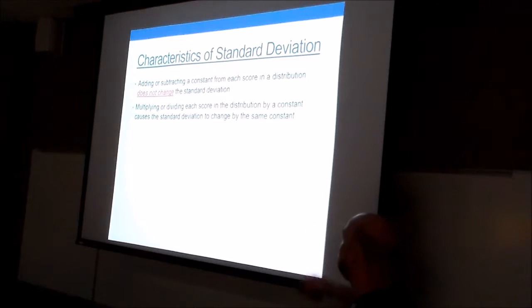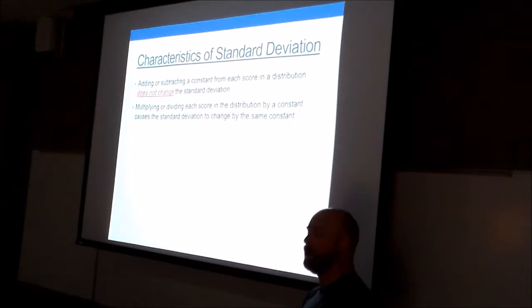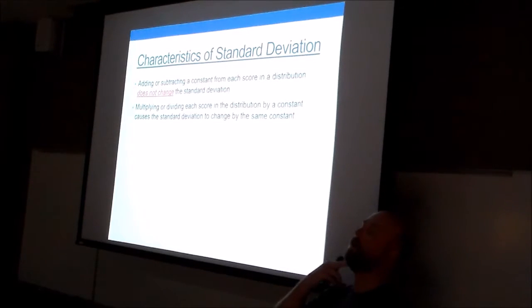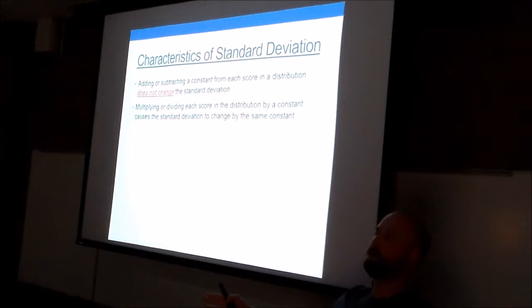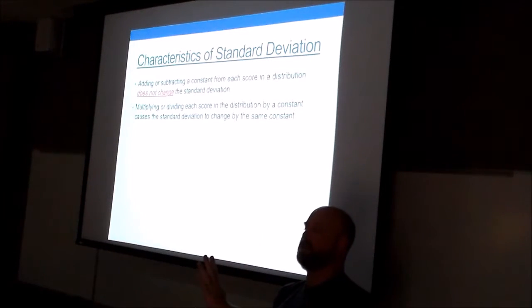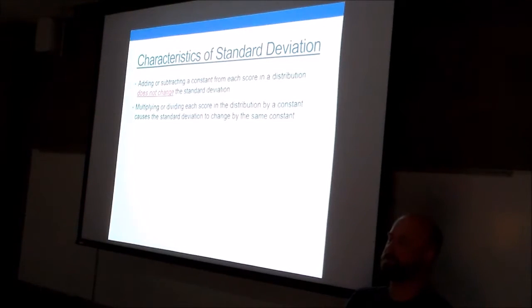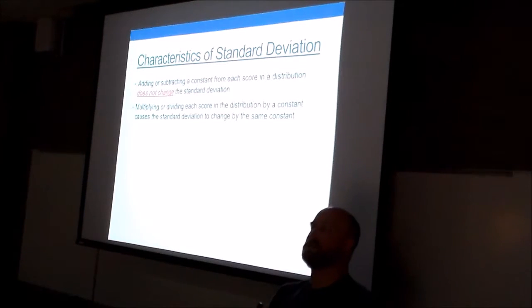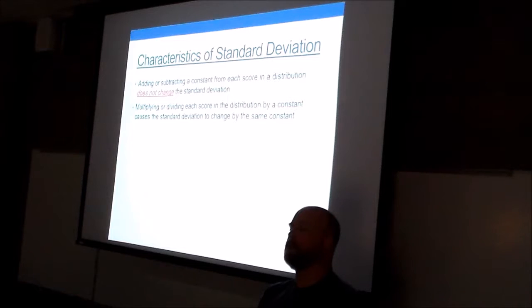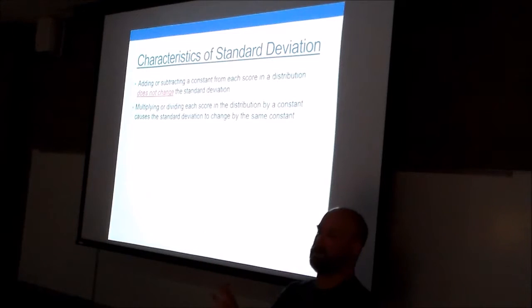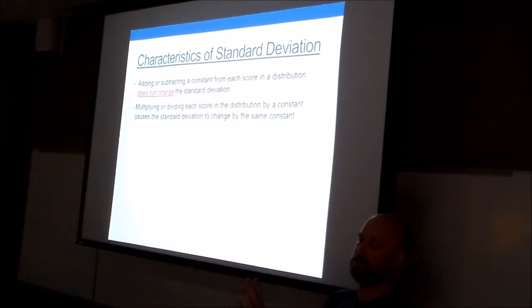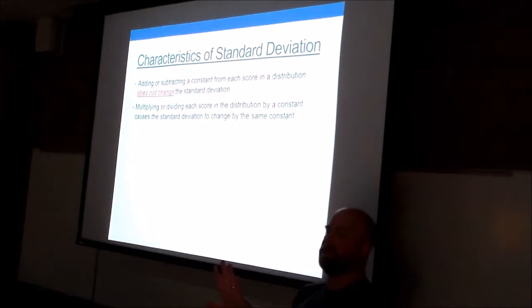But if I divide each score in the distribution by a constant, my standard deviation will change by that same constant, okay? So again, Rajiv, I've got a sample of 100 scores, mean of 50, standard deviation of 10, and I divide every score in the distribution by 10. Well, the mean isn't 50, the mean is now what? If I take every score and divide it by 10, what's my new mean? It's going to be 5. 5. And what's my new standard deviation going to be?